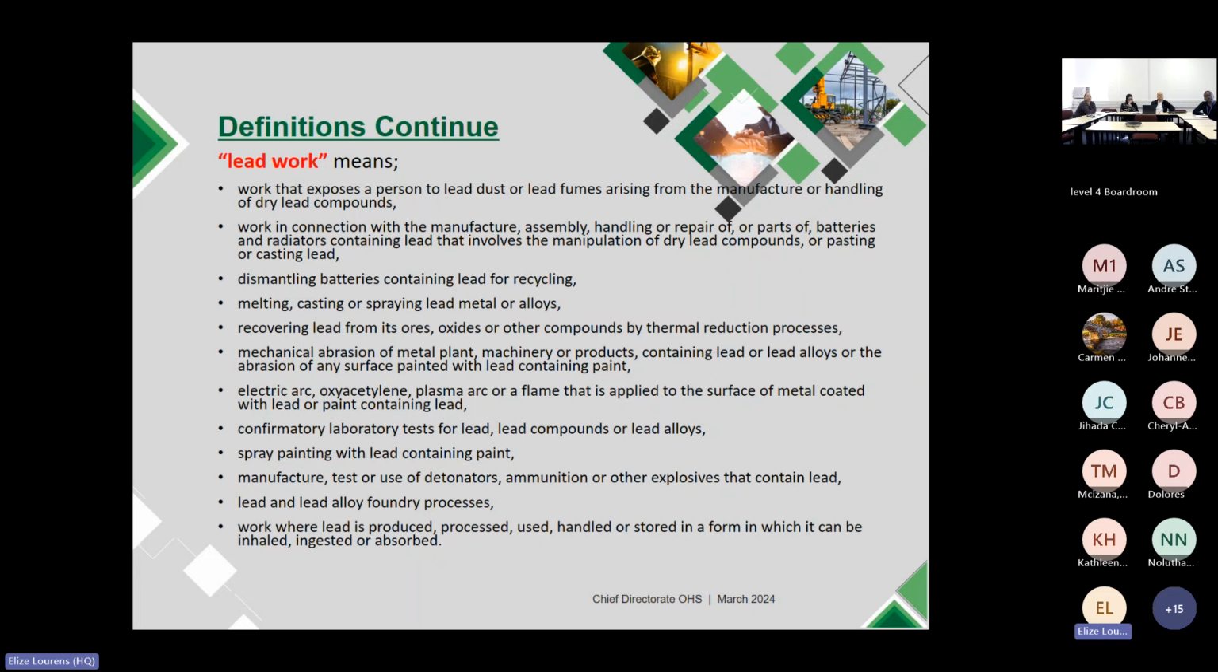electric arcing, oxyacetylene arcing, plasma arc, or flame that is applied to the surface of metal coated with lead or paint containing lead, confirmatory laboratory tests for lead compounds and lead alloys, spray painting with lead containing paint, manufacture, test or use of detonators or other explosive ammunition or other explosives containing lead and lead alloy, foundry processes, work where lead is produced, processed, used, handled, stored in a form in which it can be inhaled, ingested, or absorbed.